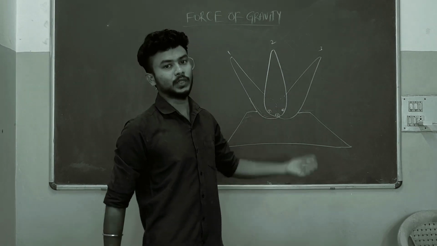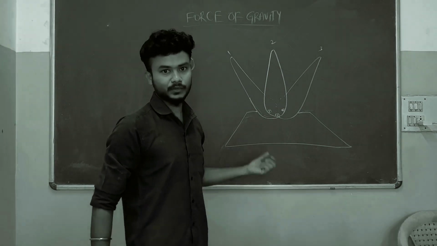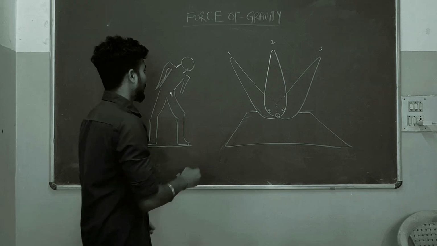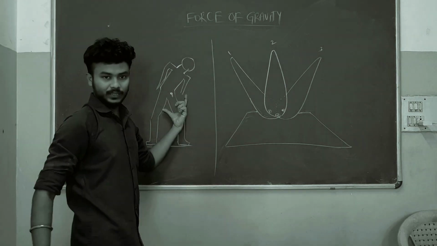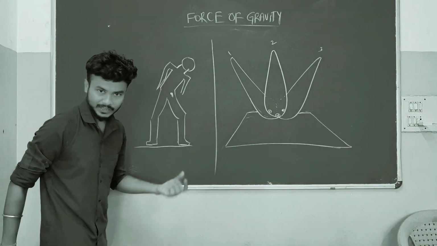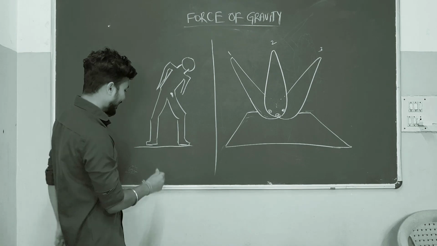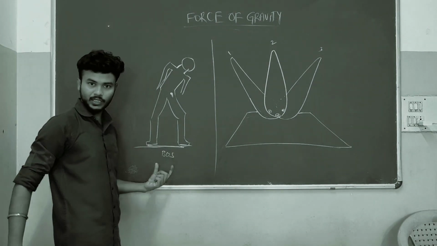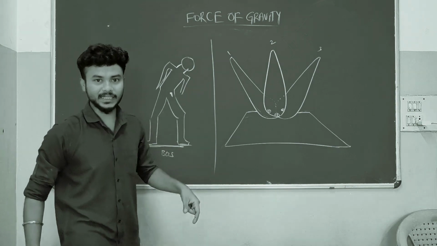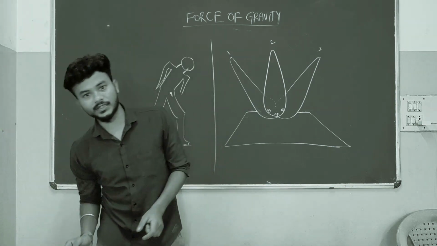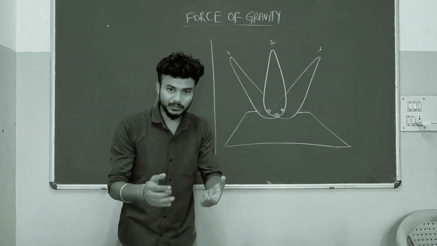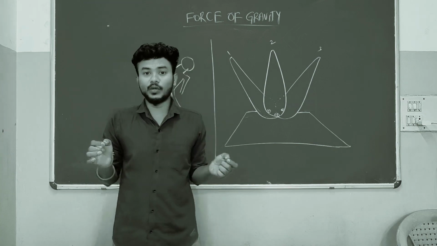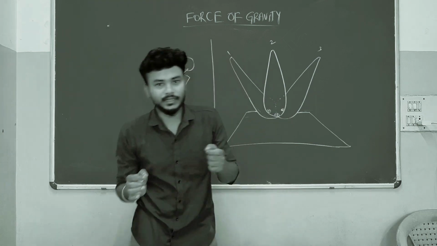So these are two other examples for stability. First, suppose a person has a large base of support. He is bending and moving his upper body, not his lower body. What does it mean? The base of support is stable, and only the upper body is moving sideways.